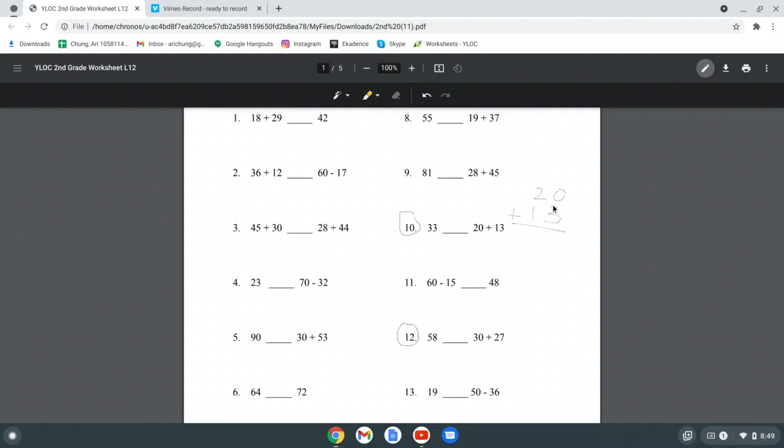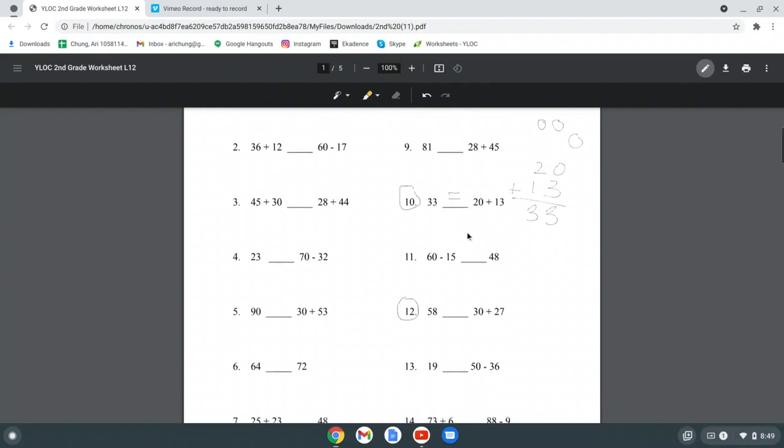0 plus 3 is just 3, and 2 plus 1, if we draw that out, 2 plus 1, 1, 2, 3, that'd be 3. So 33 is blank to 33. And since 33 and 33 are the same numbers, we'd put equal to, as 33 is equal to 33.